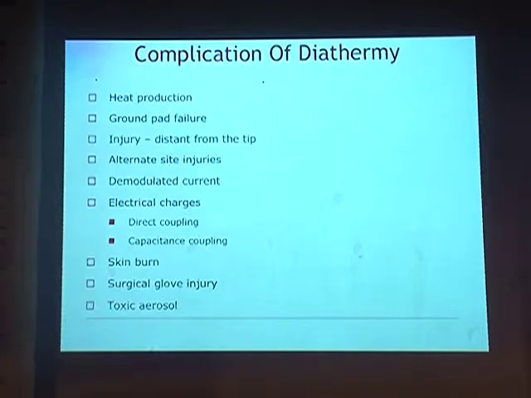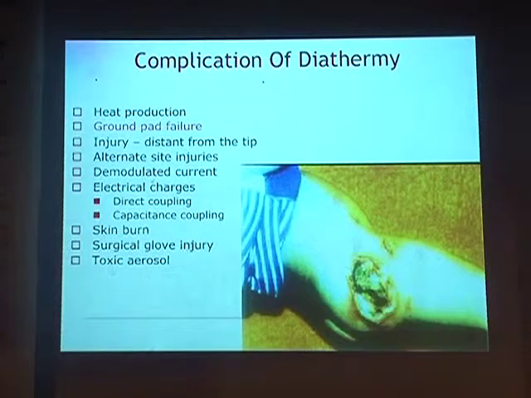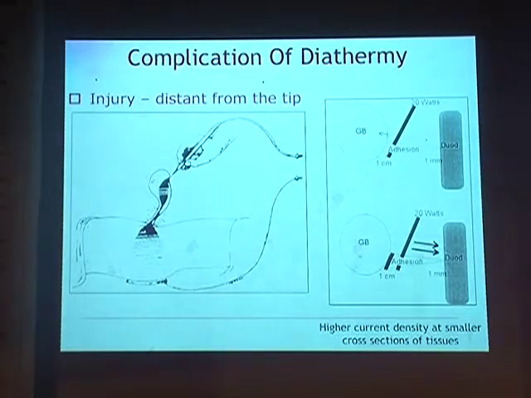Now we look at some complications. A lot of complications can happen because of this energy. I'm just giving one of the really dreadful complications, ground pad failure. With ground pad failure, there is a burn at alternate areas where the ground pad is. There can be injury because of current density, the same thing. If we dissect the testicles with this energy source, there is a higher current density in the cord and it can cause thrombosis.